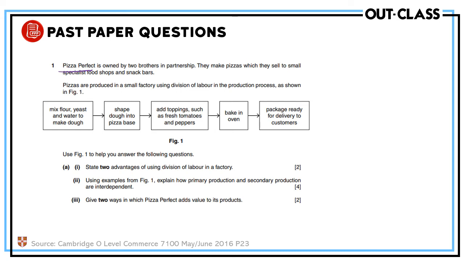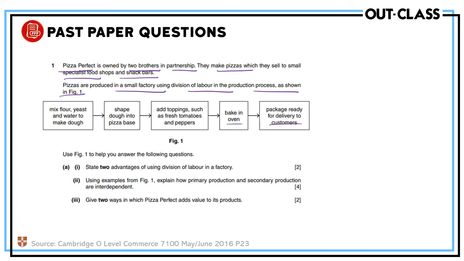Pizza Perfect is owned by two brothers in partnership. They make pizzas which they sell to small specialist food shops and snack bars. Pizzas are produced in a small factory using division of labor in the production process as shown in figure 1. So we can see that in the first one they are mixing the flour and yeast, then shape the dough, then add fresh toppings, and then they bake it in the oven and package for delivery.